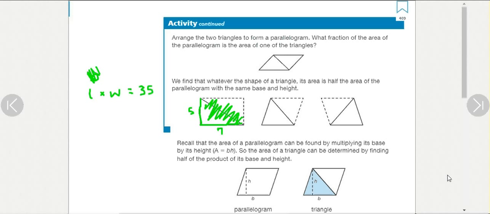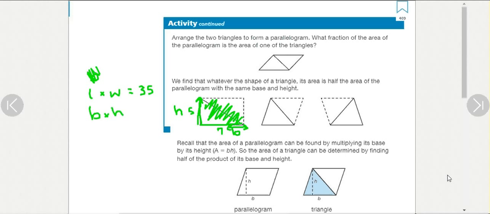Length times width. We could also think of this as the base, B for base, and H for height, if we wanted to, right? Because height you think of going up from the ground, and base you think of as the ground. So instead of length and width, we can think of them as base and height, and those are the letters we usually use when we start using triangle area.